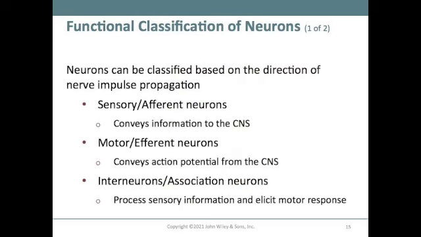The functional classification of neurons. Neurons can be classified based on the direction of nerve impulse propagation. One is the sensory or afferent neurons. This conveys information to the CNS. The motor or the efferent neurons, which convey action potentials from the CNS, and the interneurons or the association neurons, and they process sensory information and elicit motor response. So let's go through each one of these and talk about what this means.